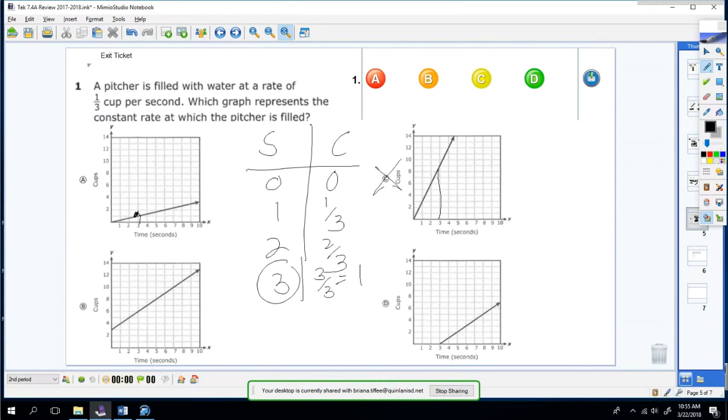So it's not B. And this is C. It's not B because it doesn't even start at 0. And it's not D because it doesn't start at 0, 0. So that's wrong. So it has to be A.